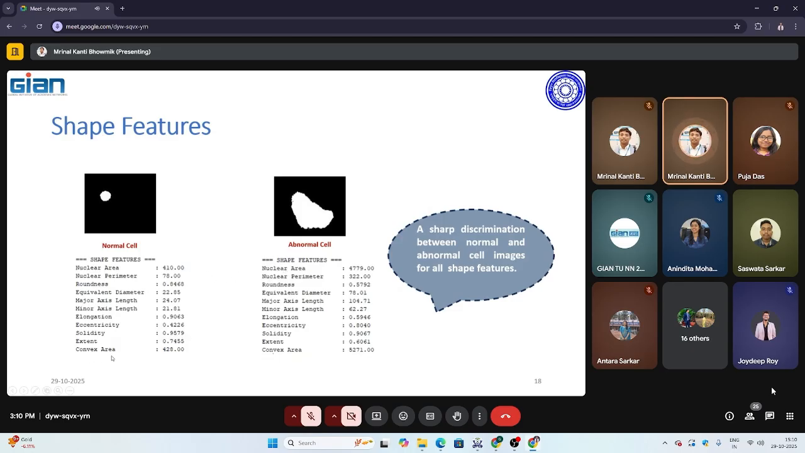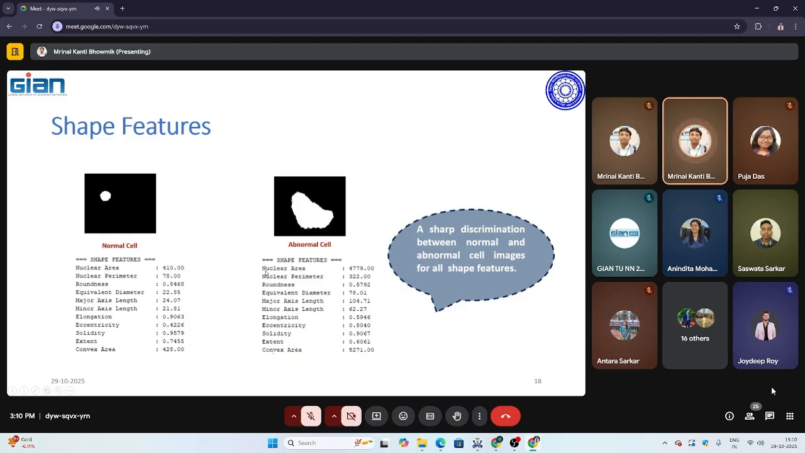Here for convex area, you can see the convex area of the normal cell is 428, whereas the convex area of the abnormal cell is 5271, which is much more than the convex area of this normal cell. So from these values, you can see the convex area of the normal cell is 428, and the nucleus area is also 410, which are closer to each other.